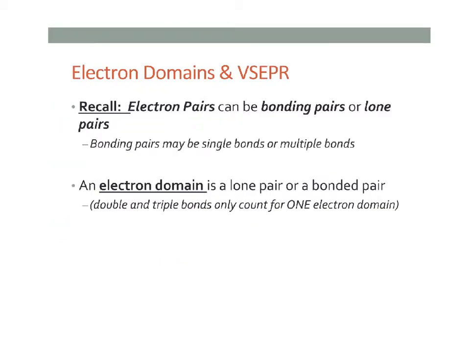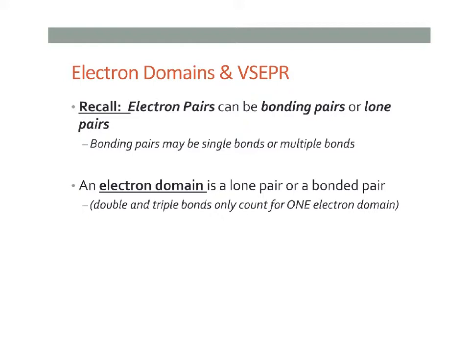To understand molecular geometry, we must first understand what an electron domain is. Remember from topic 6 that electron pairs can exist in two forms. Those electrons can be bonding pairs, which are involved between two atoms, or they can be lone pairs, which are pairs of electrons that are sitting on an atom unbonded. Now, it's important to remember as we go forward that bonding pairs can be single bonds or multiple bonds. So knowing that, an electron domain is defined as a lone pair or a bonded pair.